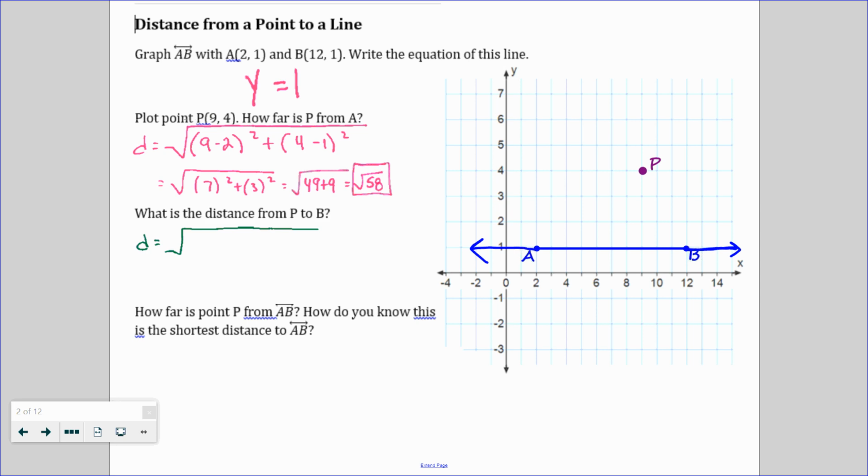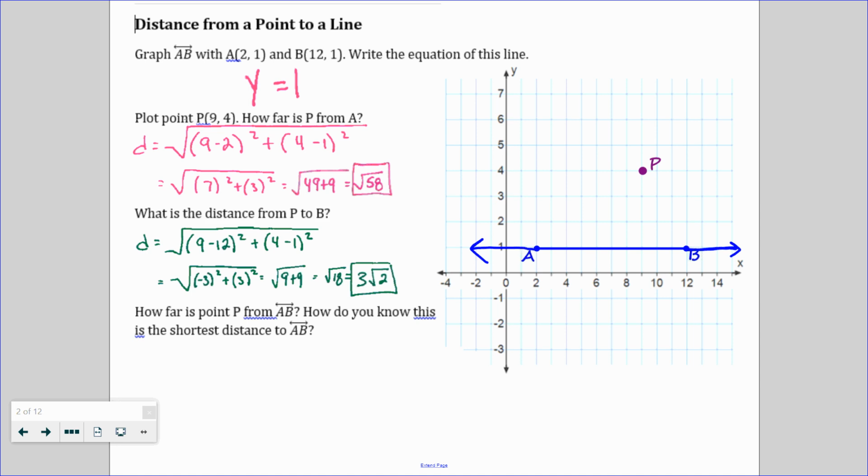So our distance, we can just leave it as radical 58. Now pause your video and use the distance formula to find the distance from P to B. So that's 3 radical 2. Simplified or not, we can tell that the distances are not the same.